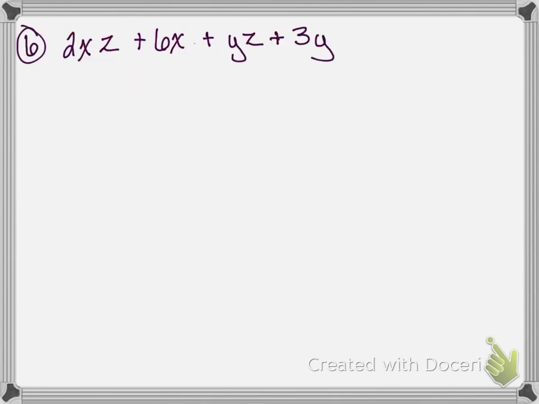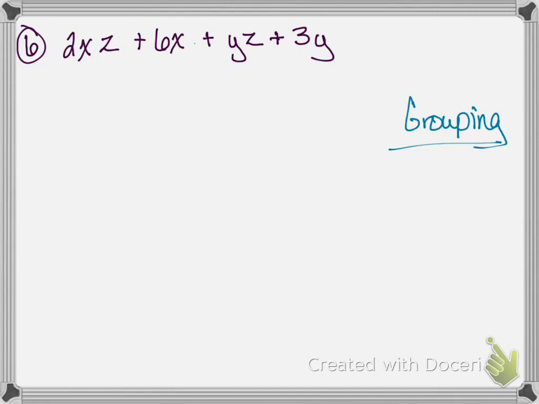Okay. How many terms does this one have? Look again. 4. 2xz is a term, 6x is a term, yz is a term, and 3y is a term. So those are individual terms. Maybe I should have said monomials. How many different monomials do we have? We have 4 monomials. When that is the case, always see if you can factor by grouping.